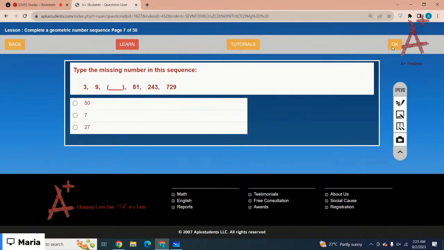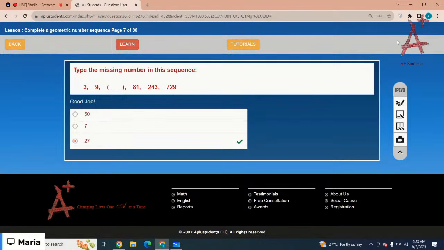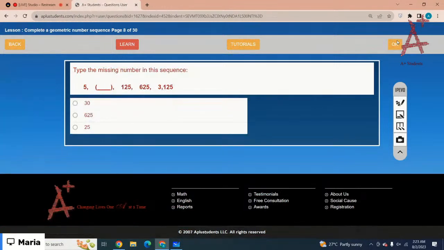Okay, type the missing number in the sequence. So which number is missing? Yes, the next missing number is 27. Okay, type the missing number in the sequence. So which is the correct option?